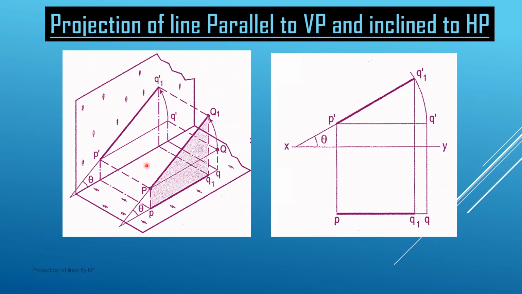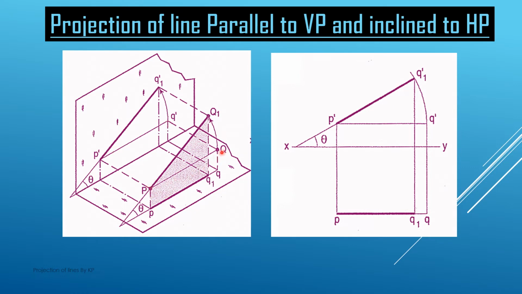But we start with the first basic case, that this line PQ is parallel to both HP and VP. So when this line is parallel to HP and VP, P and Q is the projection of this line on the horizontal plane, and P dash and Q dash is the projection of this line on the vertical plane. And the length of these projections is equal to the length of the line, because they are representing the true length of the line, basically, because the line PQ is parallel to both HP and VP.